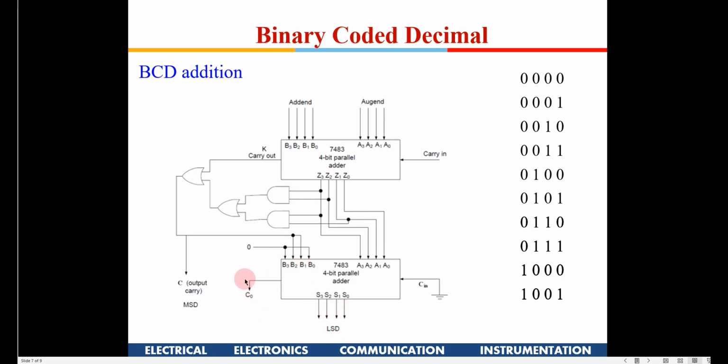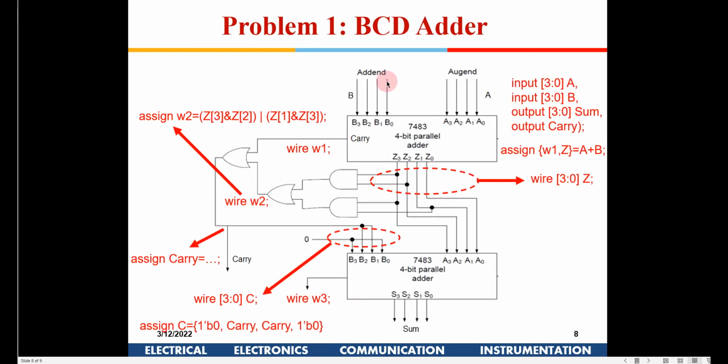And this carry is of no meaning. This is the carry which is of interest. So this carry along with this will be the final BCD addition. So how to go about writing a BCD code for it is like, first input is A and then input B, then sum is a 4-bit output for this 4-bit adder, carry, right?